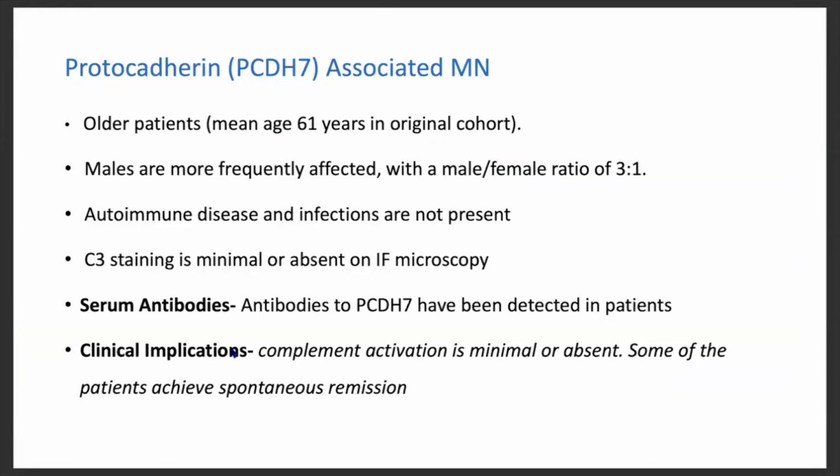Another antigen is protocadherin 7. So this is an interesting development. I was talking about C3 staining in membranous GN, right? Around 80 to 85, maybe 90% of cases do have C3 staining. The moment you see a case where there is no C3 staining at all, this is the antigen you need to look for.